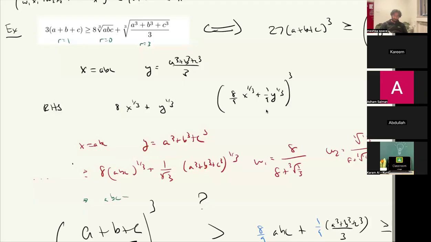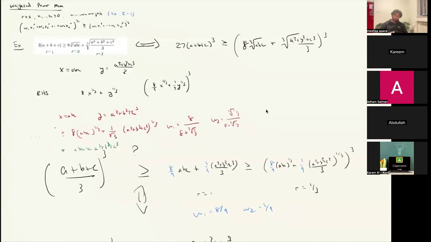ABC equals A cubed plus B cubed plus C cubed. But that's the wrong equality case, right? Because this isn't true when A equals B equals C. So you have to use this. Does it make sense?